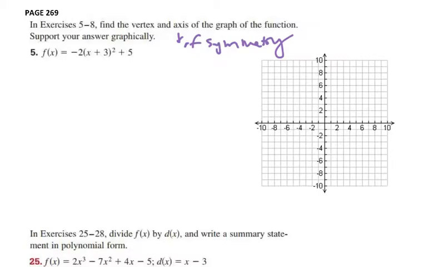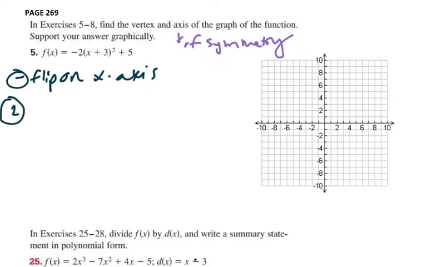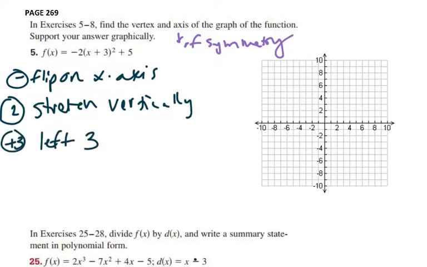Super. Okay. So as we look at this, it is a parabola, but what's happening is we're going to end up having a negative, which is going to flip on the x-axis, so it's going to go down like that instead. And then we have a 2, and that 2 out front is going to stretch the equation vertically. So it's going to look skinnier. The +3 that's there means that we're moving left 3, and then the +5 means that we're going up 5. That's supposed to be a +5.